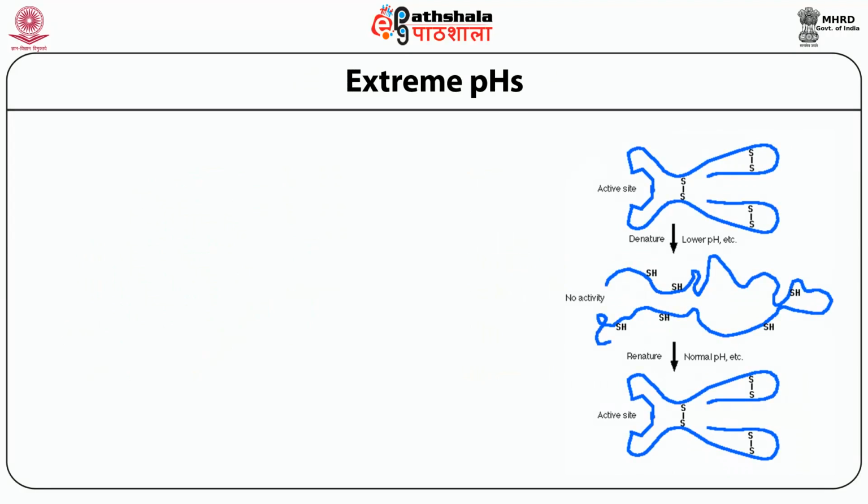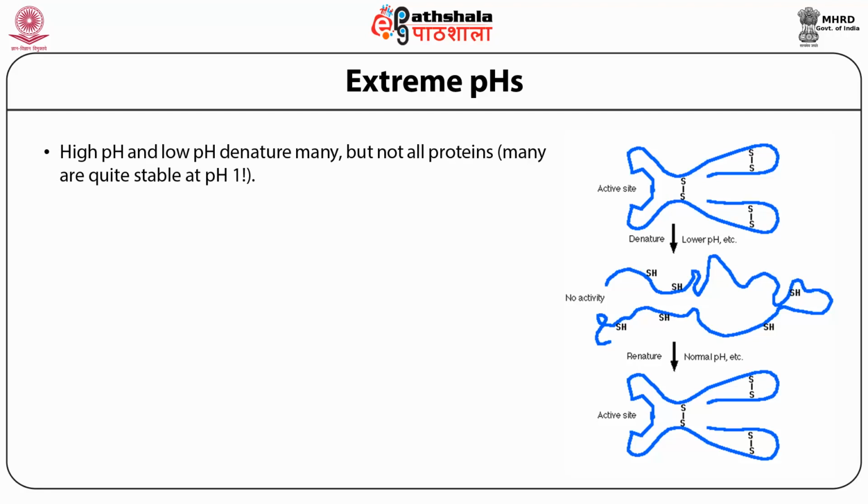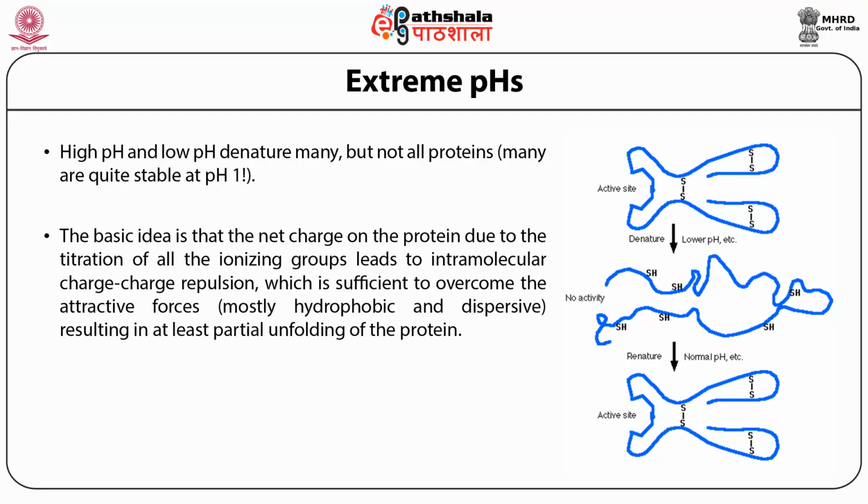You can see how the extremes of pH change the three-dimensional structure of the protein and its conformation. High pH and low pH denature many proteins. However, some proteins are quite stable at pH 1. The basic idea is that the net charge of a protein due to titration of all the ionizing groups leads to intramolecular charge repulsion, which is sufficient to overcome the attractive forces, mostly hydrophobic and dispersive, resulting in at least partial unfolding of the protein.